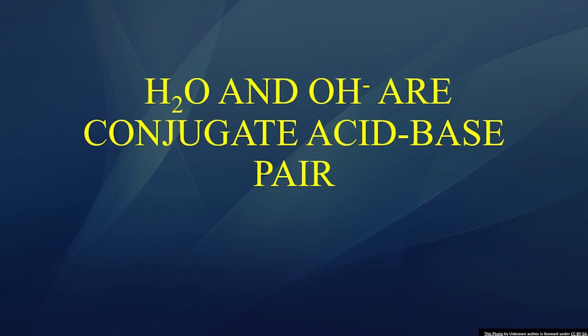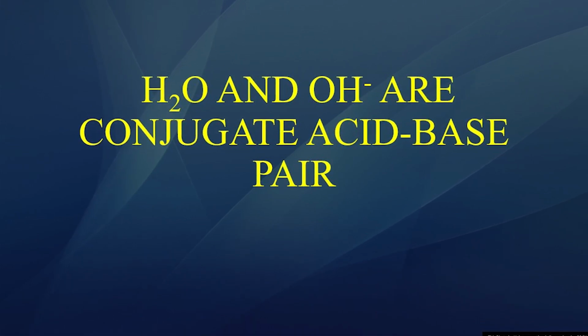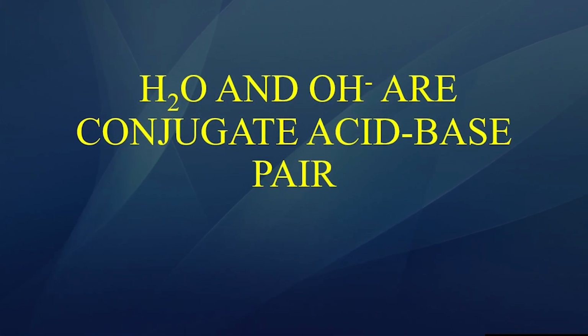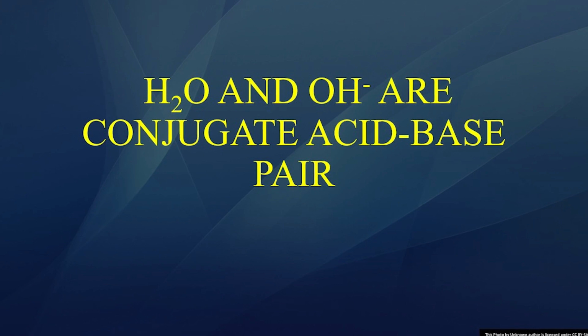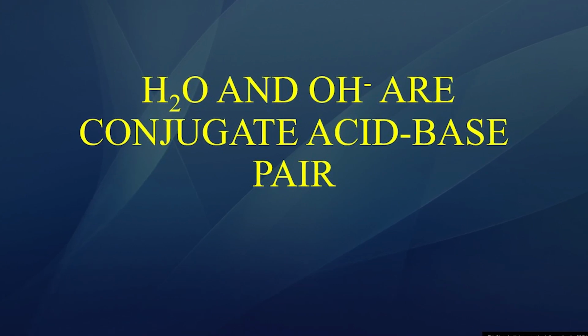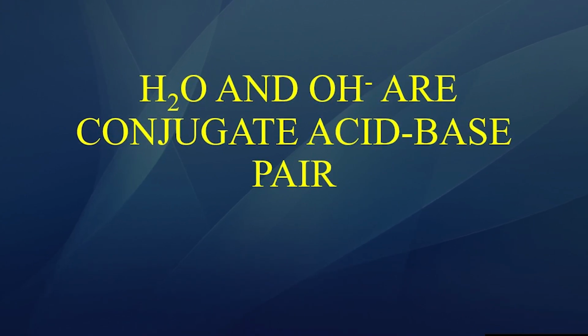Similarly, consider H2O and OH minus. H2O is acid and OH minus is the base formed from the acid. So OH minus is called the conjugate base of the acid H2O. Therefore, H2O and OH minus become a conjugate acid base pair.